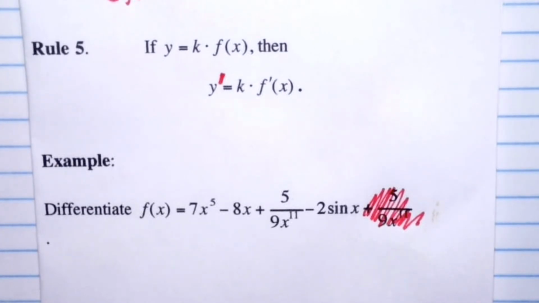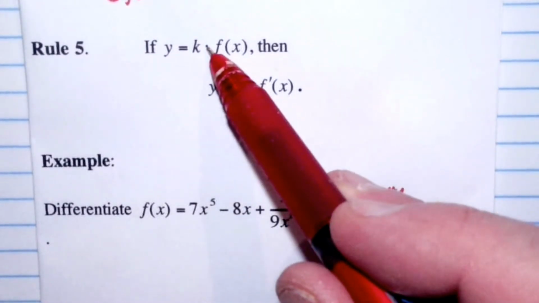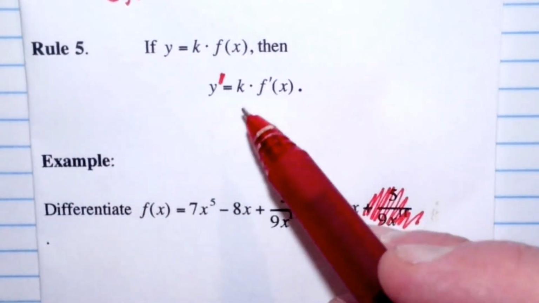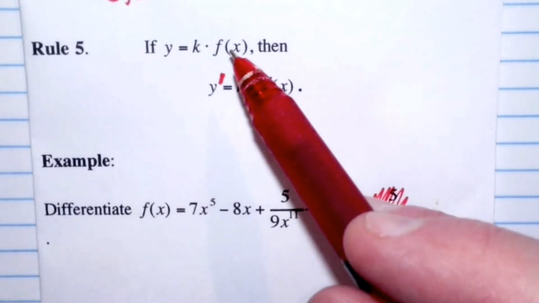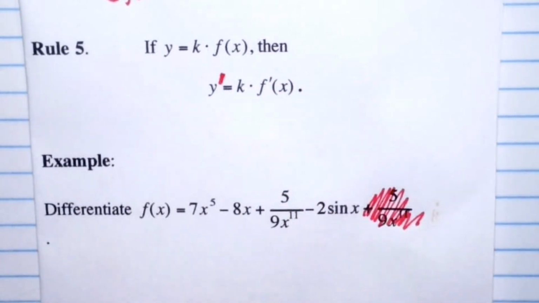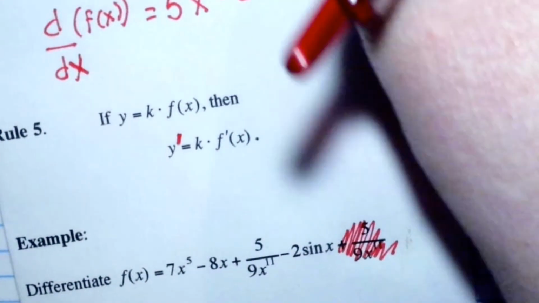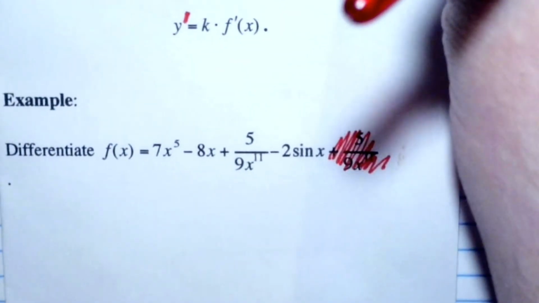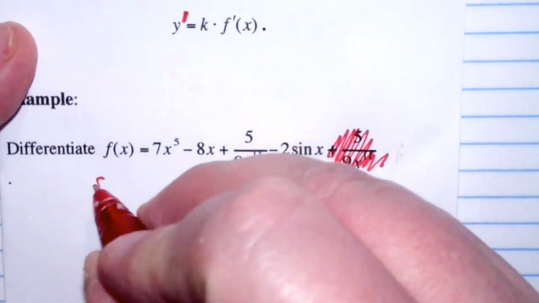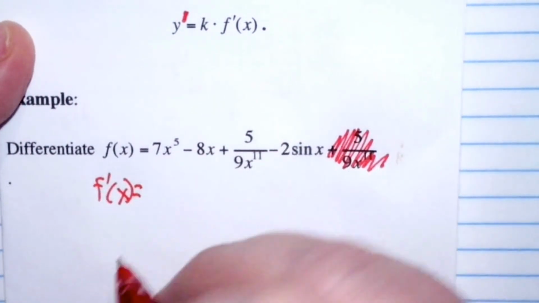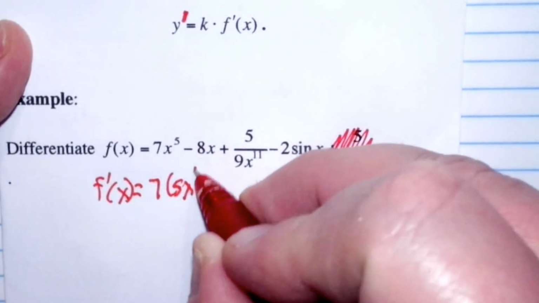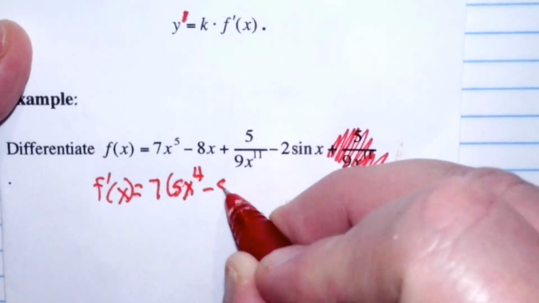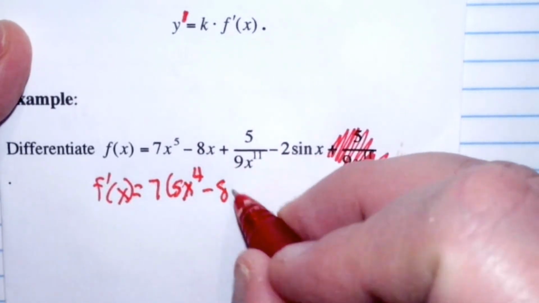So what this rule says is that if you've got a constant times a function, you just bring the constant along. The k just comes along. You don't differentiate that and make its derivative 0. You just bring the constant along and multiply it by the derivative of the function. So in this case, the derivative, f prime of x, would be 7 times the derivative of x to the 5th, which is 5x to the 4th, minus 8. You might remember from before that the derivative of x is 1.